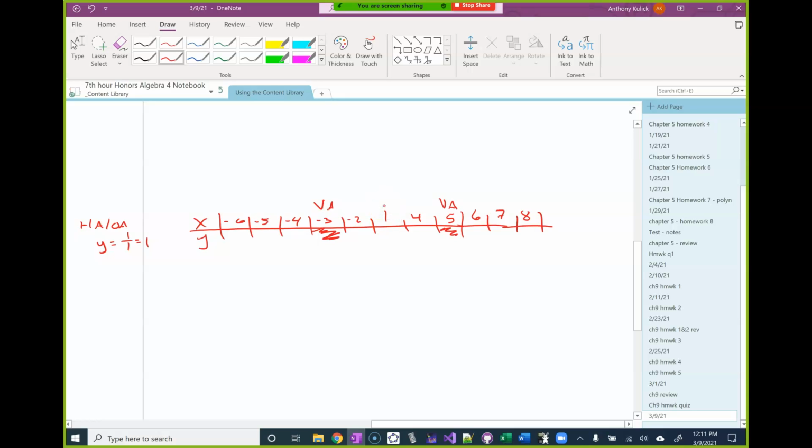Right, that's 4 from each. So that's like halfway in between. Is that okay? So now all I have to do is find these y coordinates.